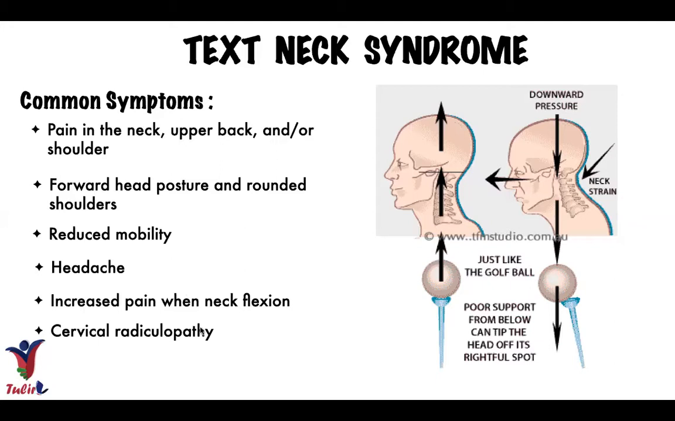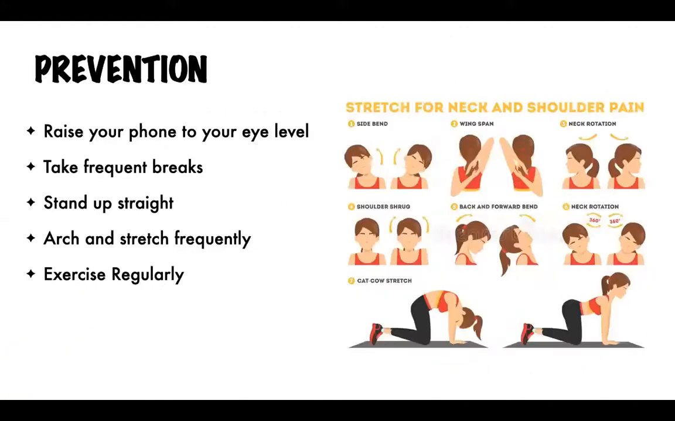Cervical radiculopathy is nothing but the nerve which comes out of the cervical vertebra getting pinched. Once you get that, you will feel an electric shock sensation throughout your arms, or a tingling sensation, or numbness throughout the hands, because of text neck syndrome. That is called cervical radiculopathy.